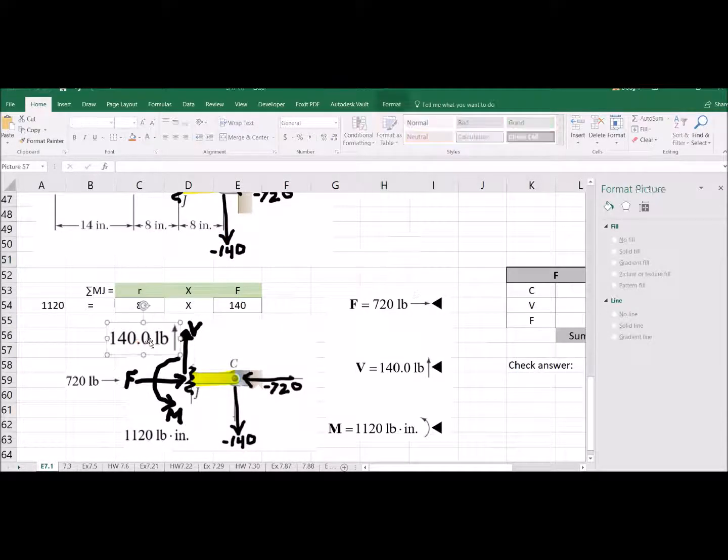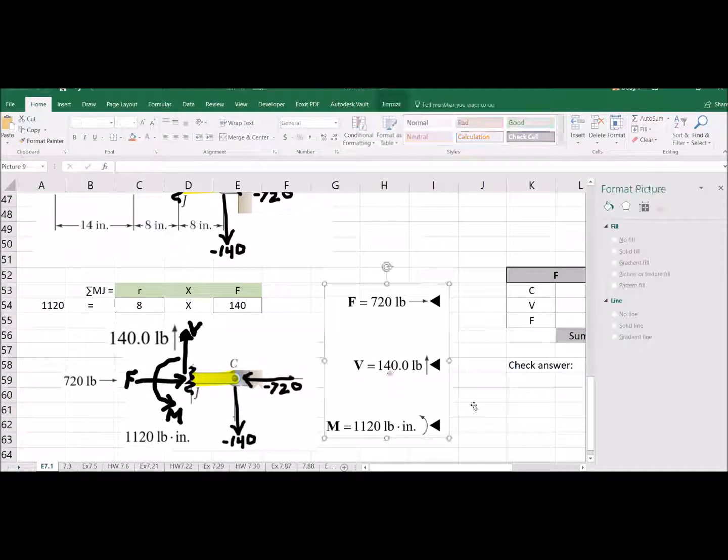So here is the final answer. We have a shear force of 140 fighting against that 140. We have an axial force of 720 fighting against one another. And we have an internal bending moment of 1120 pounds per inch if we sliced into the part right here at point J. Okay, hope that wasn't too confusing.